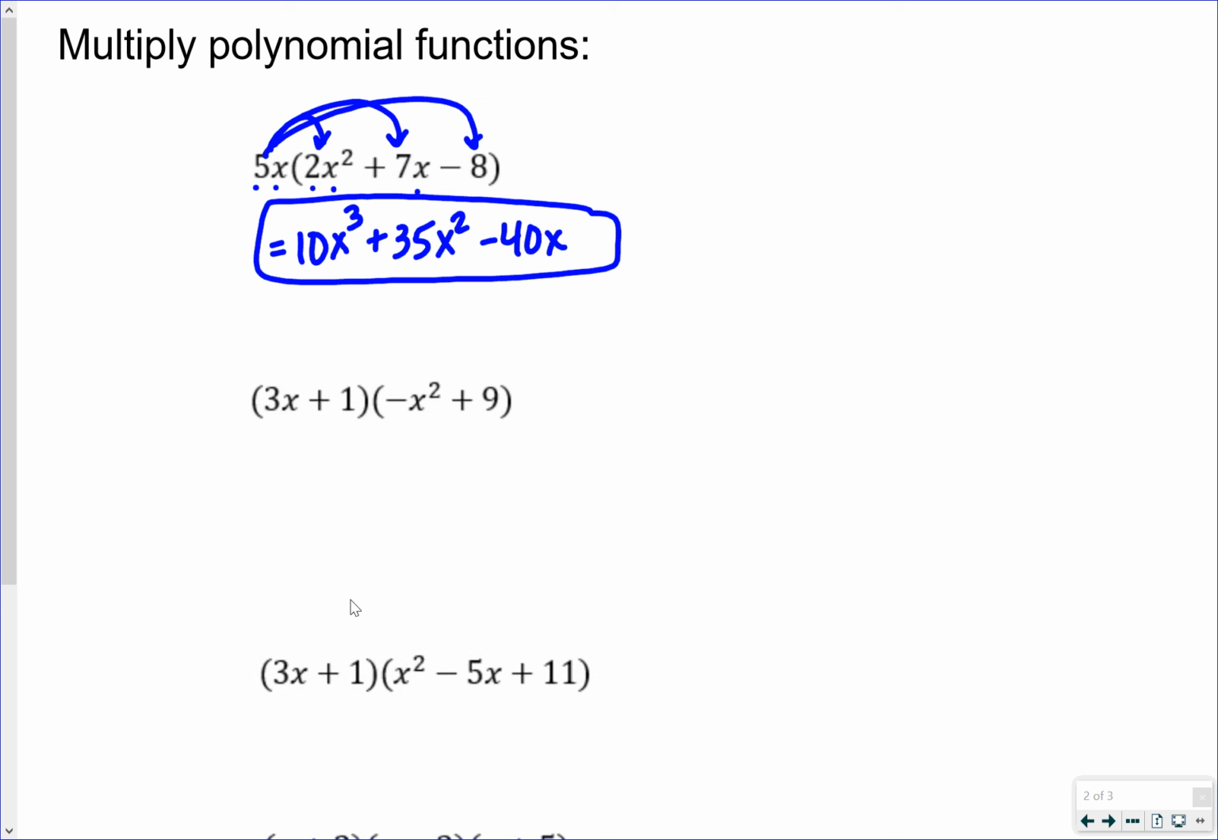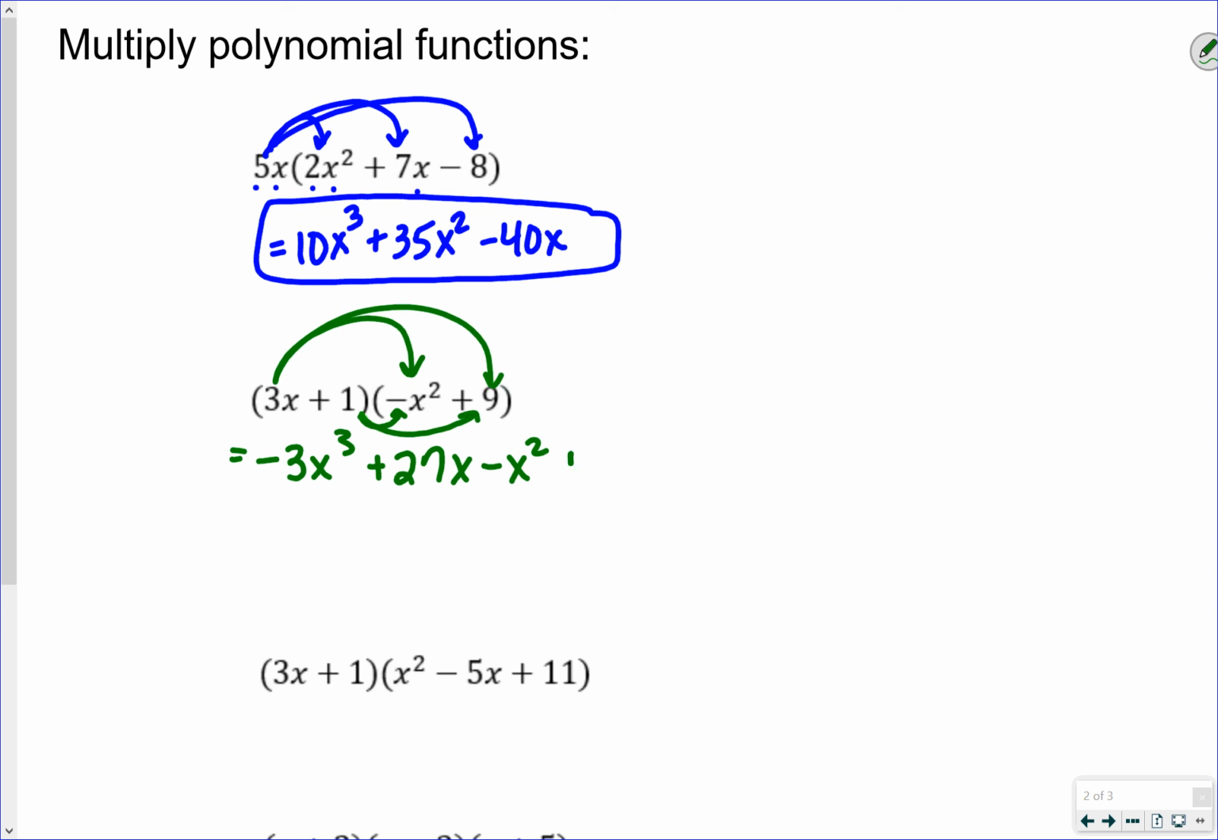The next one is a little bit more involved with the distributive property. It's this FOIL. I have 3x times a -x squared, so I have 3x and 2 more x's. That gets me a -3x cubed. Then I have 3x times 9, so that is a 27x. And then I have 1 times -x squared, which is just -x squared. And I have 1 times 9, which is 9.